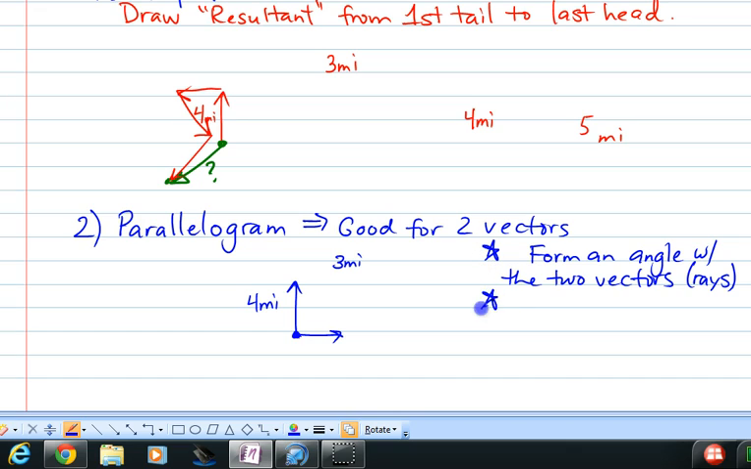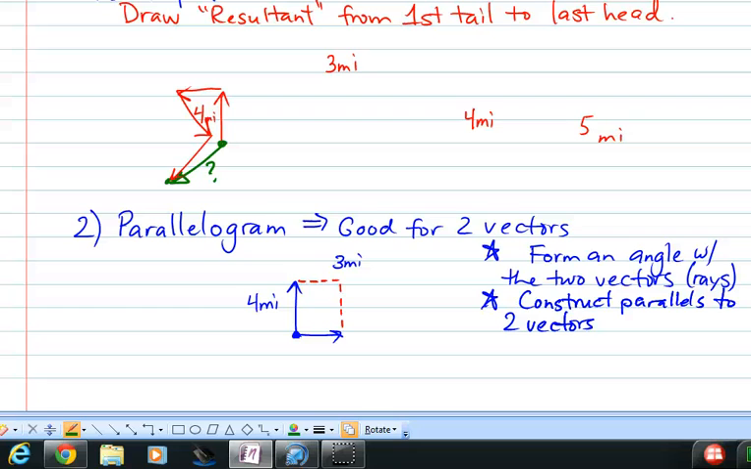Okay? And then I'm going to construct parallels to my two vectors. So I need something which is parallel to the one going north, kind of like this. And I need something which is parallel to the one going east, kind of like that.